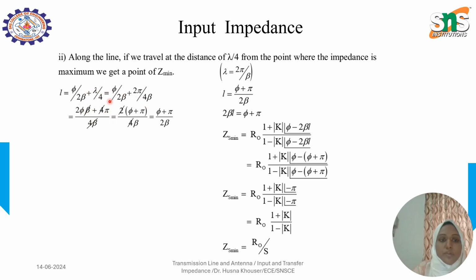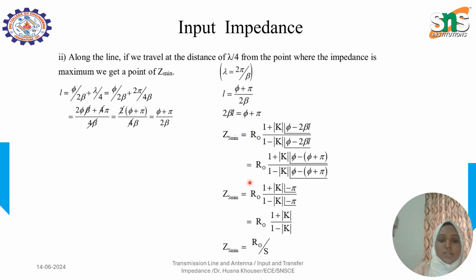Now we cross multiply this term. After solving, we get pi plus pi divided by 2 beta, where beta is the phase constant of propagation. So L, the length of the transmission line, is pi plus pi divided by 2 beta. Now again we do the cross multiplication. So that is for the maximum.